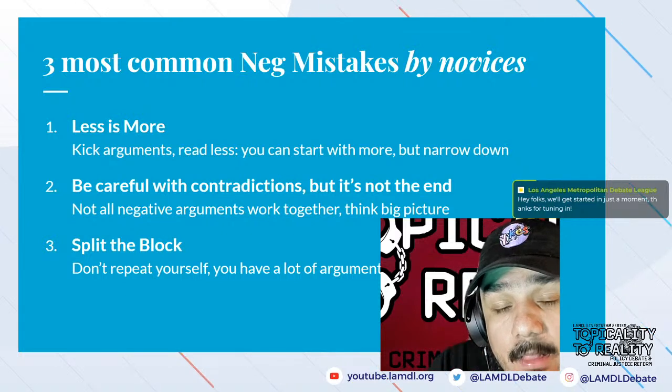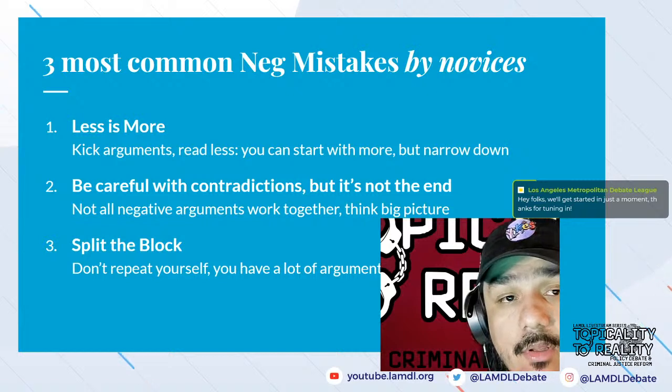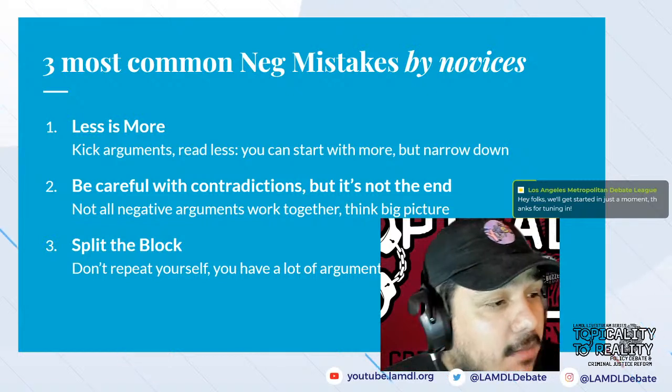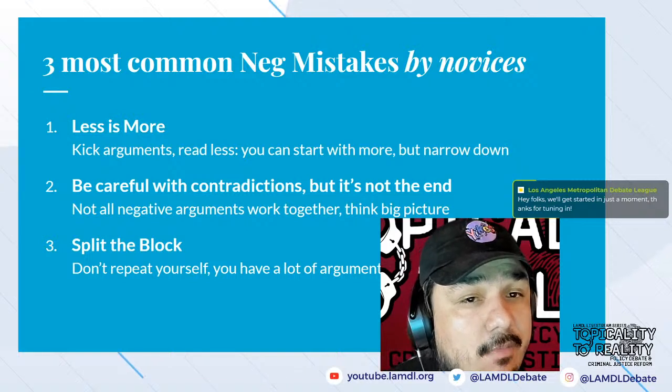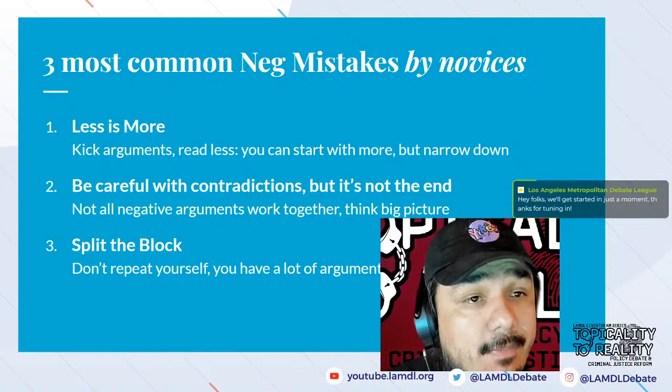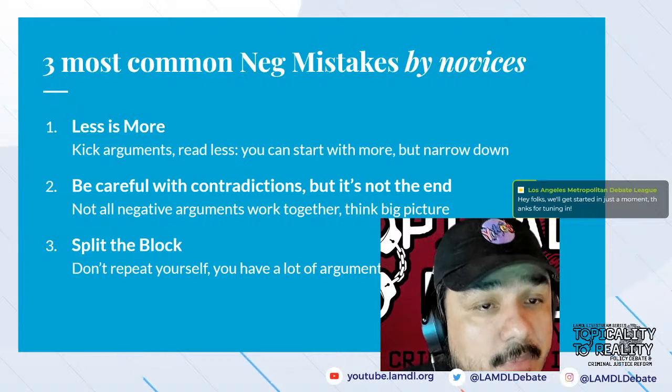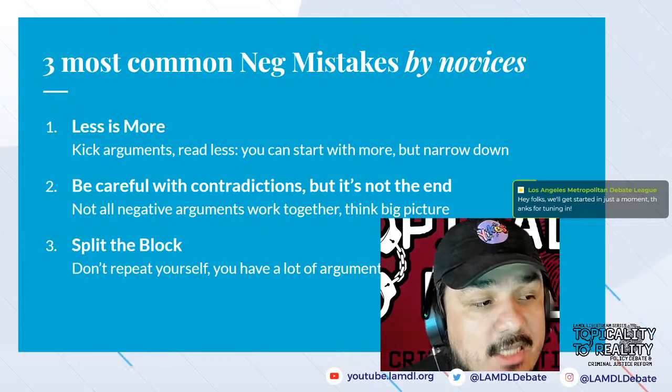Okay. So for both the affirmative and both the negative, you want to think big picture. And when I say thinking big picture, what I mean by that is, how do these arguments interact with each other on the top level? What is the ultimate story being told by both sides of the debate?